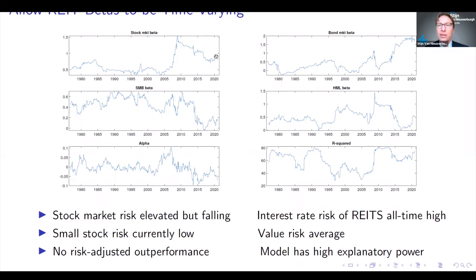So we've had elevated stock market risk for REITs. Even more interesting is the bond market risk. We see on average, and historically, there's been almost zero, close to zero interest rate risk in REITs, but then that interest rate risk has dramatically ramped up in the last 15 years. Size and value risk have been more constant over time.